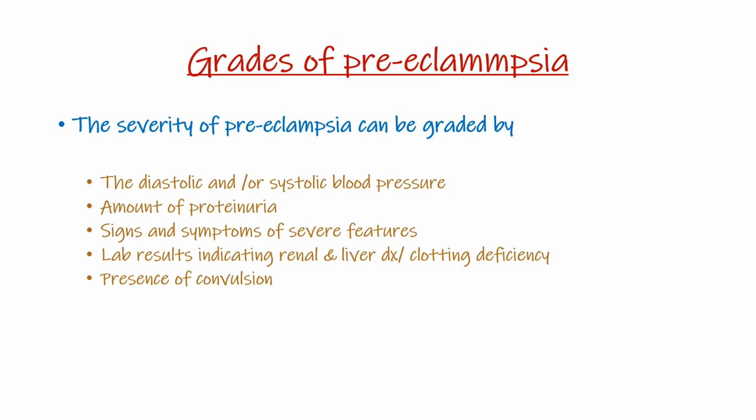So grades of preeclampsia. Grades of preeclampsia are defined according to severity, and we have two grades of preeclampsia: preeclampsia with severe features and preeclampsia without severe features. So the severity of preeclampsia can be graded by diastolic and or systolic blood pressure, the amount of proteinuria, signs and symptoms of severe features, lab results indicating liver, renal disease or clotting deficiency, and presence of a convulsion. And the presence of a convulsion, that we will get to be eclampsia.